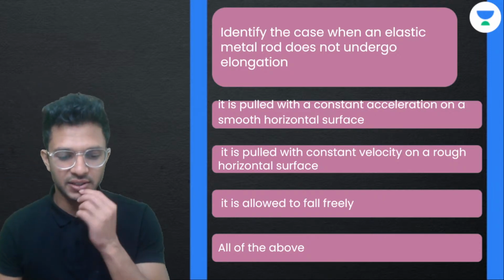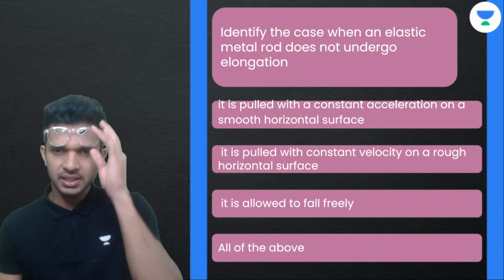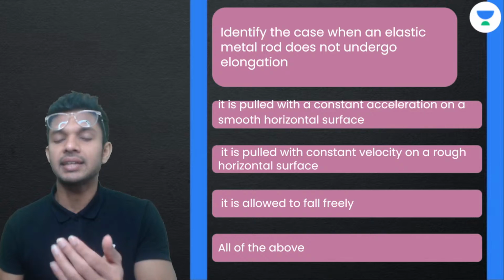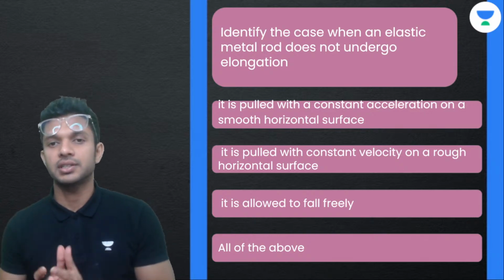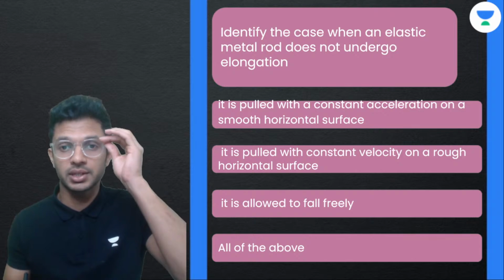It's a good question actually. So the question is: identify the case when an elastic metal rod does not undergo elongation. In which case is it not elongating? Not elongating is the question. Okay.